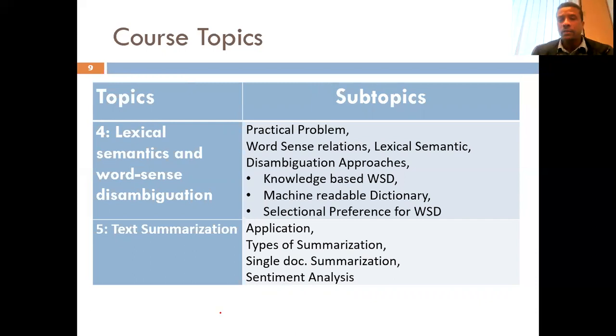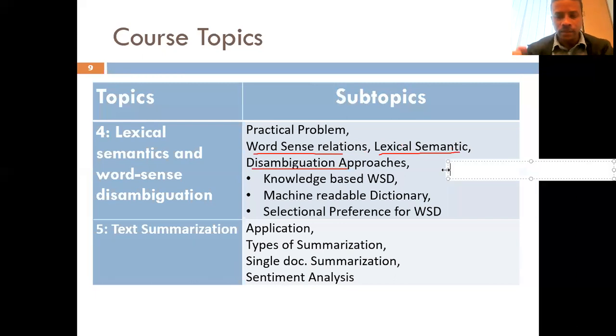So we'll see the practical problem that we have. We'll talk about what a word sense is and the relation that we have between words. Then we'll talk about lexical semantics, which means the meaning of a word from a dictionary perspective. Then we'll talk about the disambiguation process or approach. As you can see, disambiguation is whenever you have a doubt, whenever you have uncertainty, making a decision is what we call disambiguation. For instance, you can have a word in Amharic. Let's have this word.